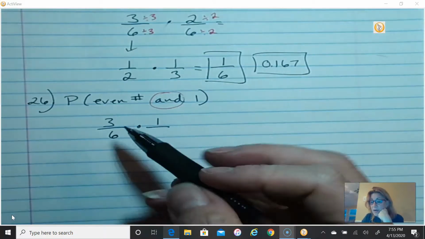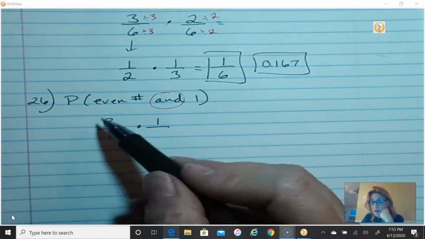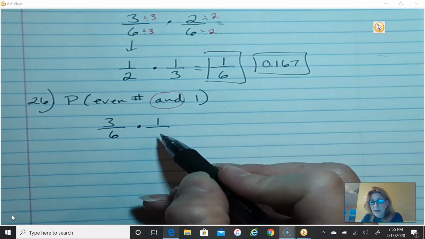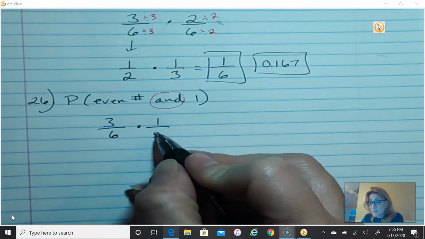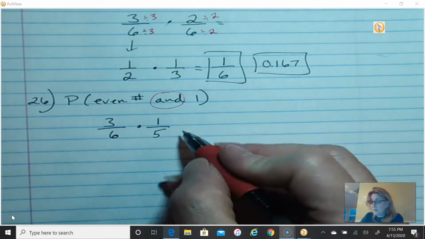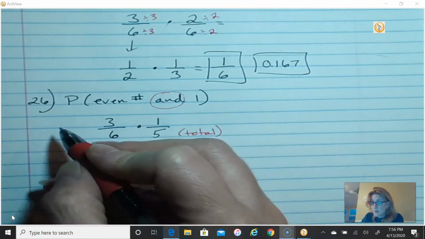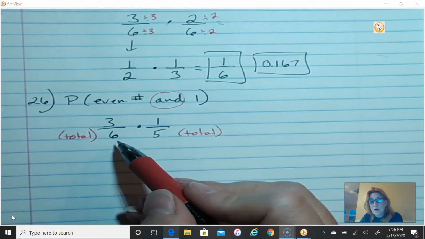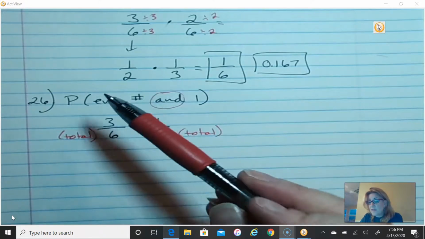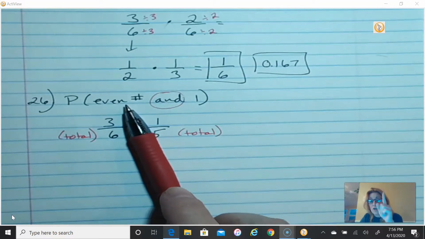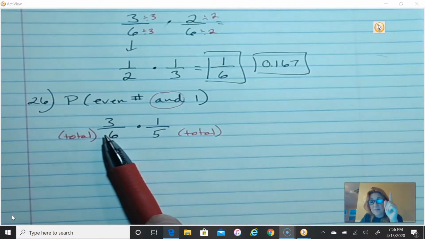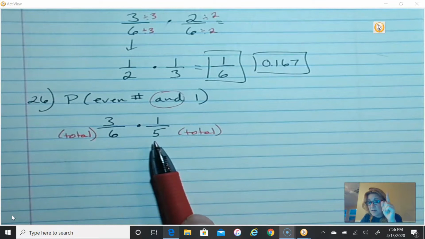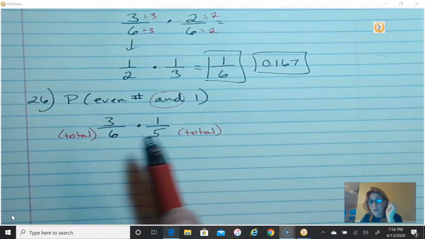1. Now, if we took a card on this first draw and we did not replace it, how many total do we have now? We have 5 total. Remember, you have 6 yellow cards. What's the probability of drawing an even number on your first draw? Well, 3 out of 6. But if we did not replace that card, do we still have 6 cards? No, we have 5 left because we drew that first one.